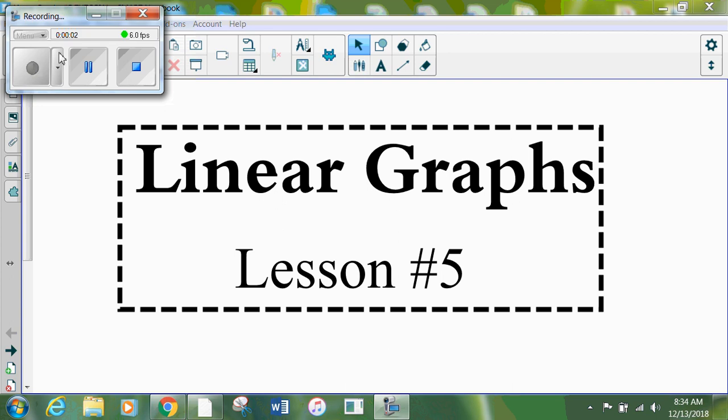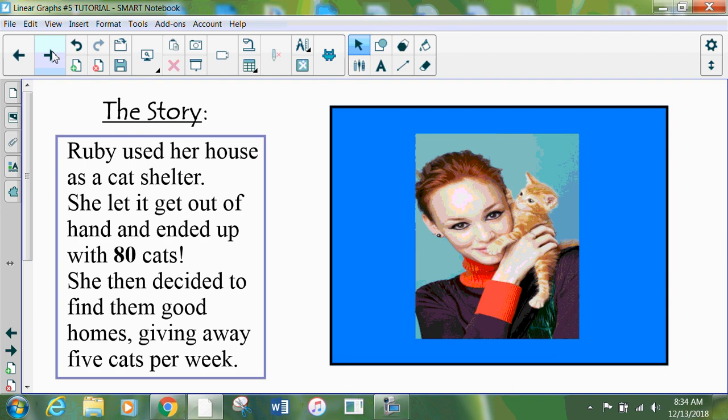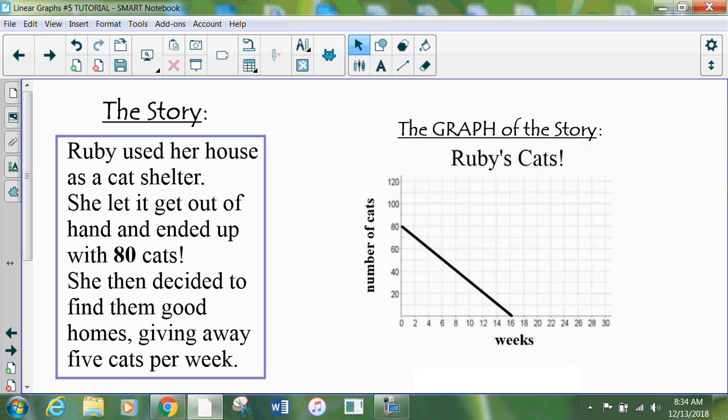Okay, here we go, linear graphs, lesson number 5. So here's a story. Ruby used her house as a cat shelter. She let it get out of hand and ended up with 80 cats. She then decided to find them good homes, giving away 5 cats per week. So that's the story. Here's the graph that goes with the story.